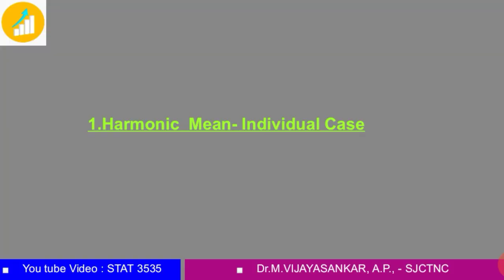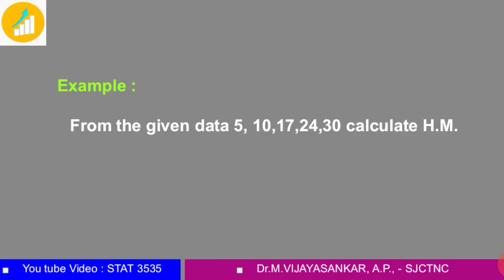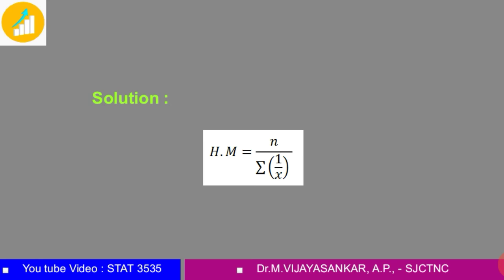First, we are going to discuss our individual case harmonic mean. Here the problem is given. From the given data 5, 10, 17, 28, 24, 30, they are asking to calculate the harmonic mean. The given data is called individual case data. Using this individual case data, we are going to calculate our harmonic mean.